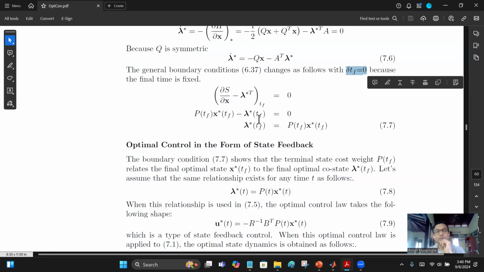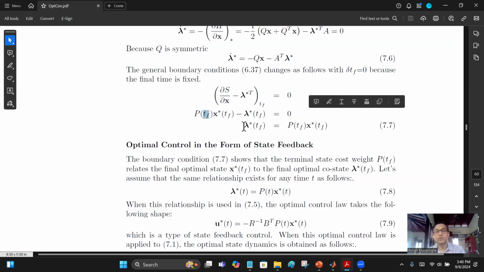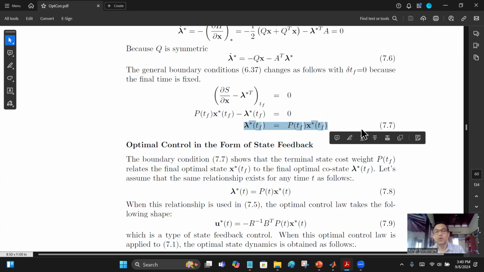So now when you differentiate S with respect to x, you get this one. This is lambda transpose at TF. You can see this condition is valid at time TF. This is only applicable to finite time control. And from that one, you can get this equation, 7.6.